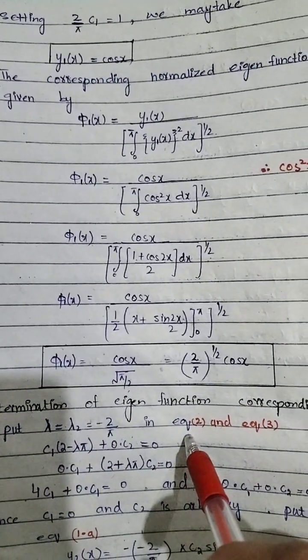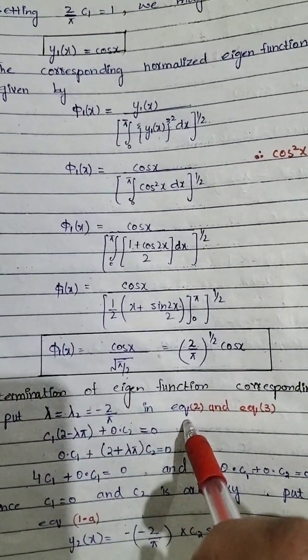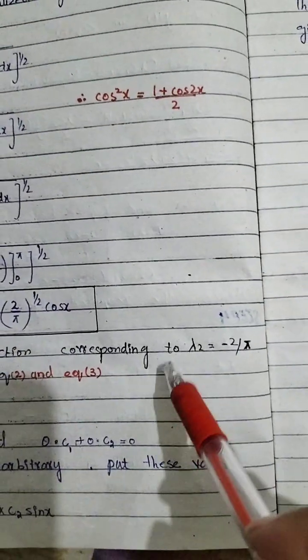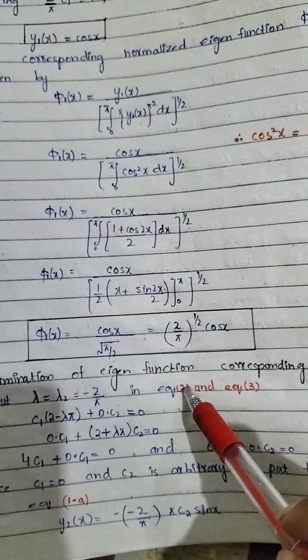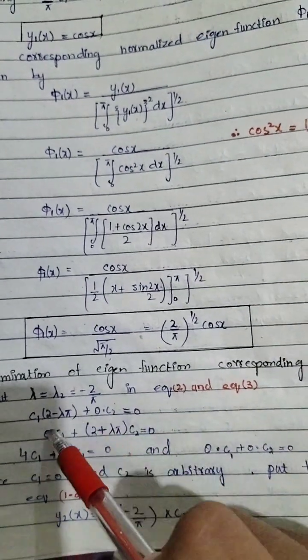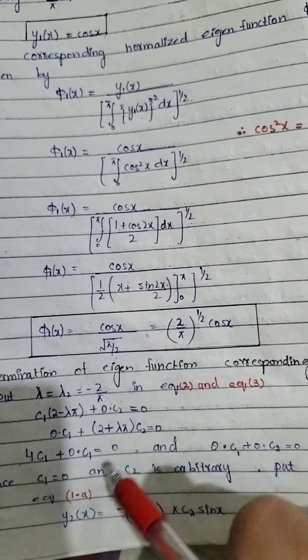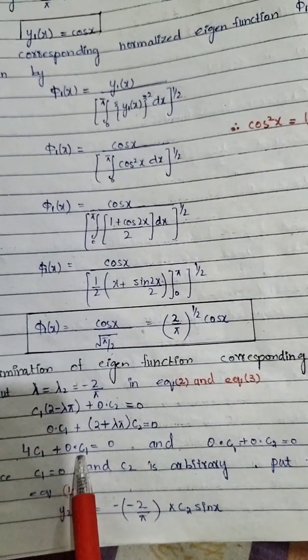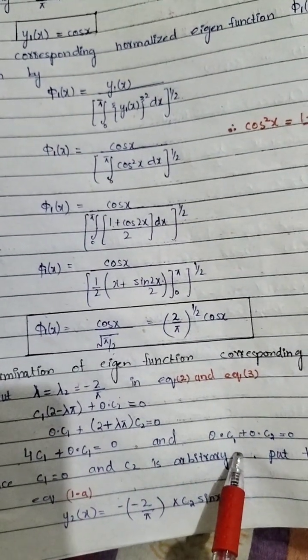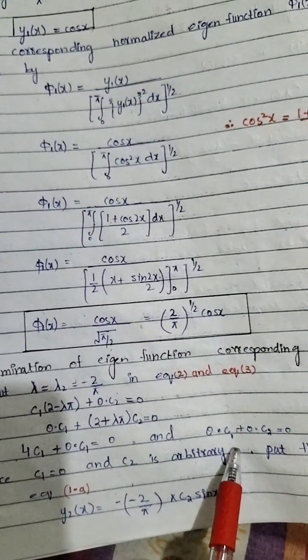Now we can determine the eigenfunctions corresponding to the value lambda 2 equal to minus 2 by pi. Putting minus 2 by pi into equations 2 and 3, we again obtain these two equations. Then after comparing these two equations, we see that c1 is 0 and c2 is arbitrary in both equations.